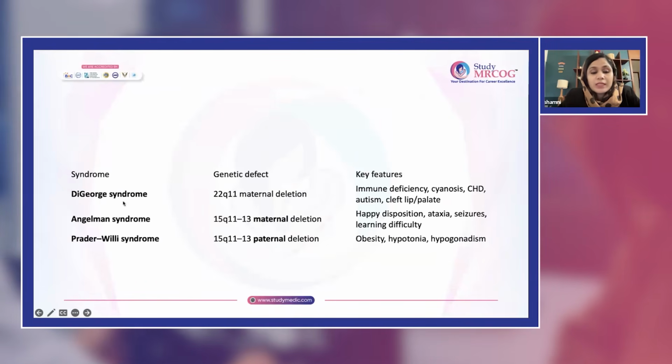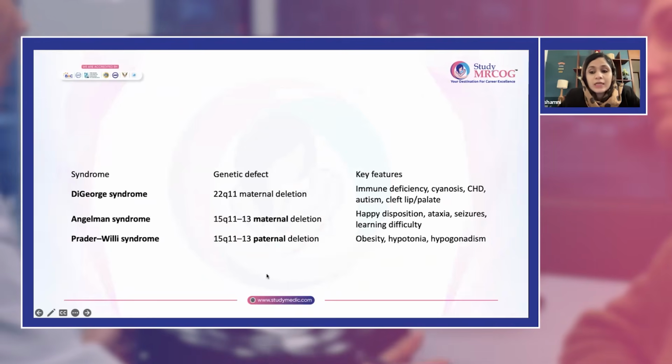And this is also very important in genetics: DiGeorge syndrome is 22q11 deletion, Angelman syndrome, and Prader-Willi syndrome. And the features of all these 3 things are important.